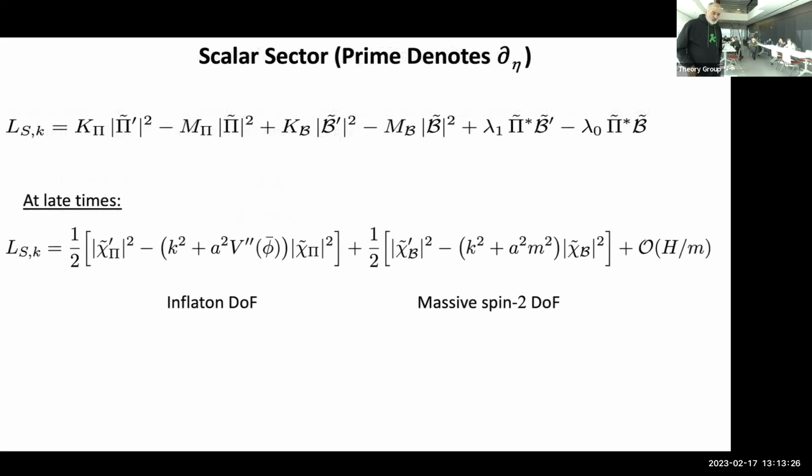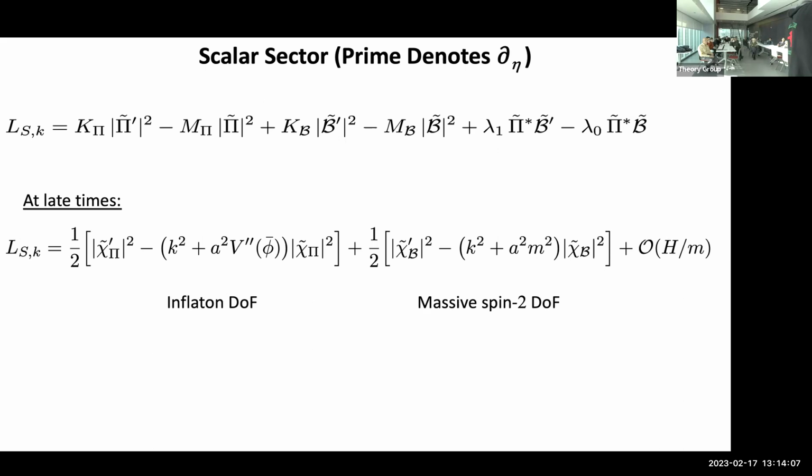All right, so finishing this up in the scalar sector, this was the Lagrangian for the scalar sector. There's mixing here, but at late times the mixing goes away and things are decoupled. There's the pi mode, which looks like the perturbations of an inflaton, where V is the potential that's driving inflation. And for the B mode, this looks like a massive spin 2 degree of freedom.